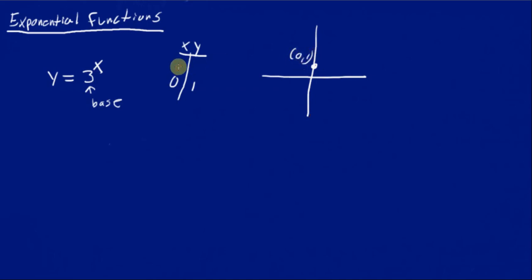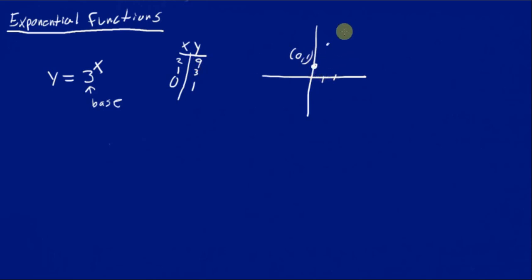Let's put a 1 in. So 3 to the first is going to be 3. So I go over 1. I'll go up 3 units, so I'm already way up here. And if I put a 2 in here, I'm going to square it. That's going to become a 9. So this is becoming very large very quick. Hence the term exponential function.